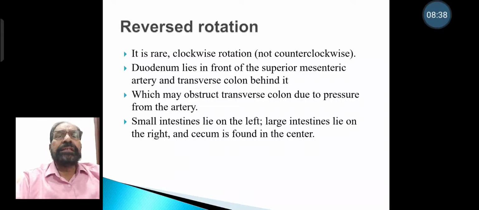Reverse rotation is rare. It is clockwise rotation, not counterclockwise. The duodenum lies in front of the superior mesenteric artery and the transverse colon behind it, which may obstruct the transverse colon due to pressure from the artery. Small intestines lie on the left, large intestine on the right, and the cecum is found in the center.